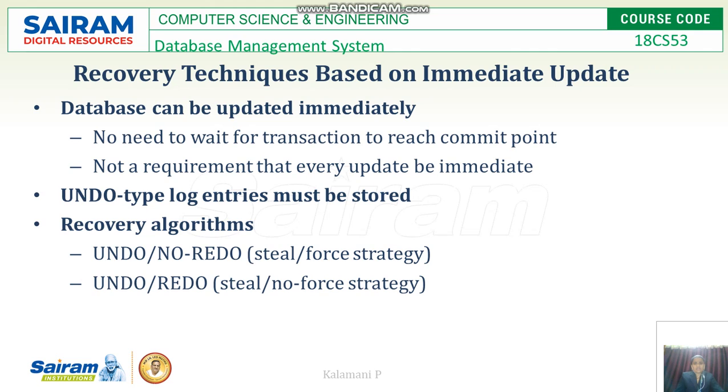So the recovery technique based on immediate update: before the commit point is reached, the database can be updated immediately. It won't wait until the commit operation is performed. No need to wait for the transaction to reach the commit point. It is not a requirement that every update be immediate. So undo type log entries must be stored here. What recovery algorithm is used here? Undo/redo, steal, no-force strategy is used under this immediate update.